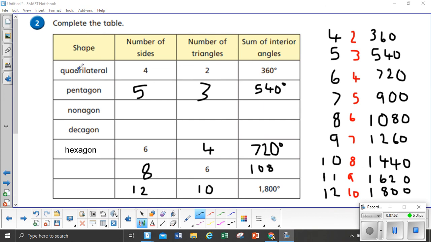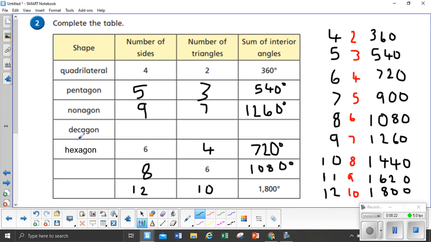Okay, so we've got just a few blanks left. So a nonagon, I know, is a 9-sided shape. So if I go down the side here, it's going to have 7 triangles. Its internal angles are going to be 1260 degrees. Oh, that's disappeared. Where's that disappeared? Let's put that on for you.